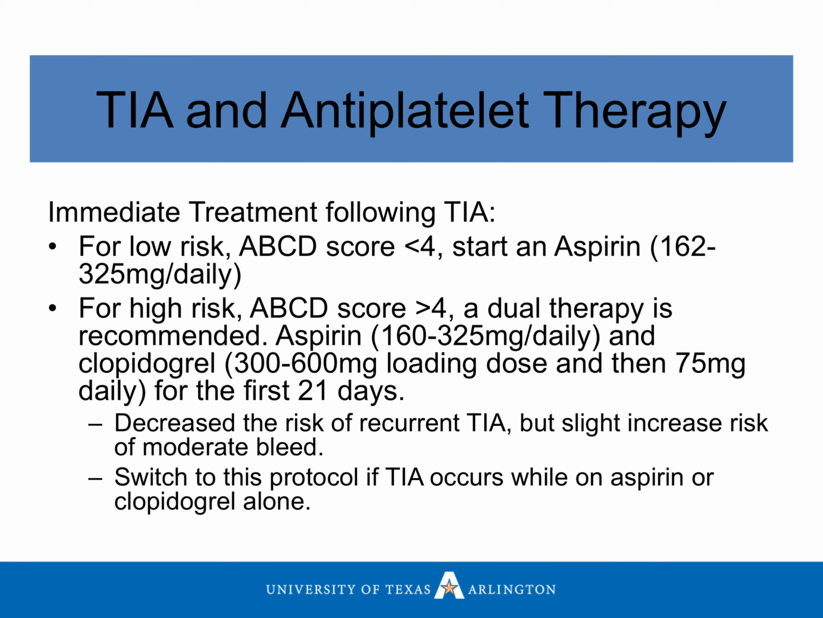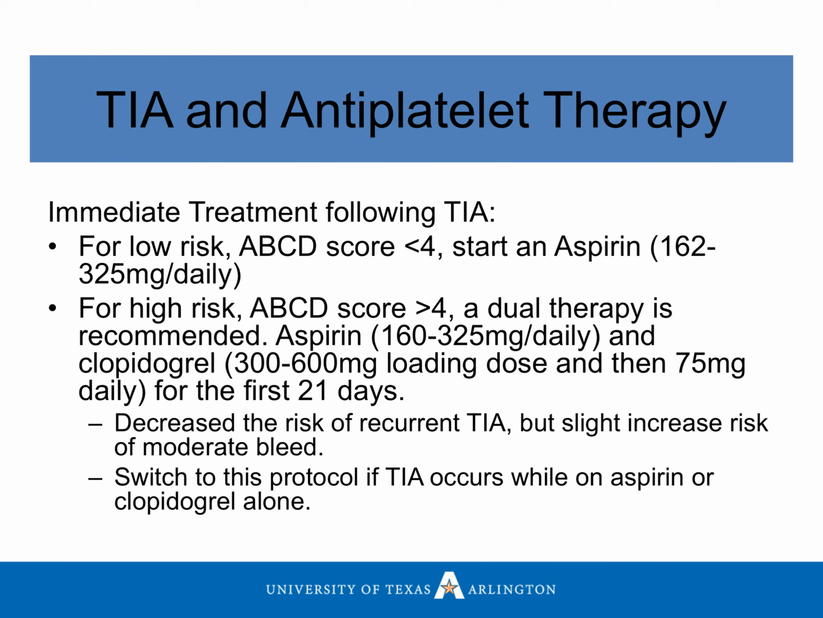And then for high-risk patients whose ABCD score is greater than 4, a dual therapy is recommended. And that dual therapy is going to be aspirin and clopidogrel. And the initial loading dose of clopidogrel should be between 300 and 600 milligrams, but then 75 milligrams daily thereafter. And the combination of the 2 of these drugs should continue for the first 21 days.